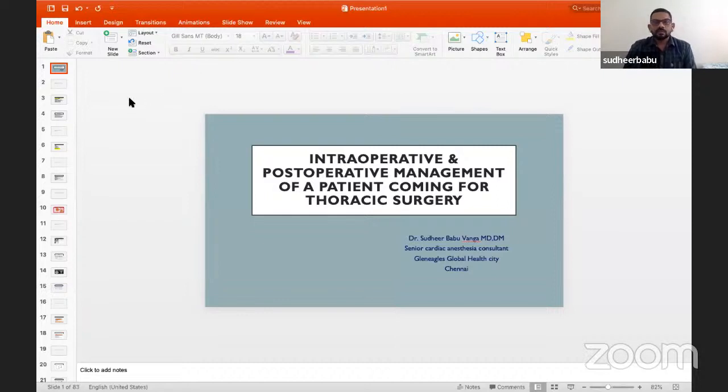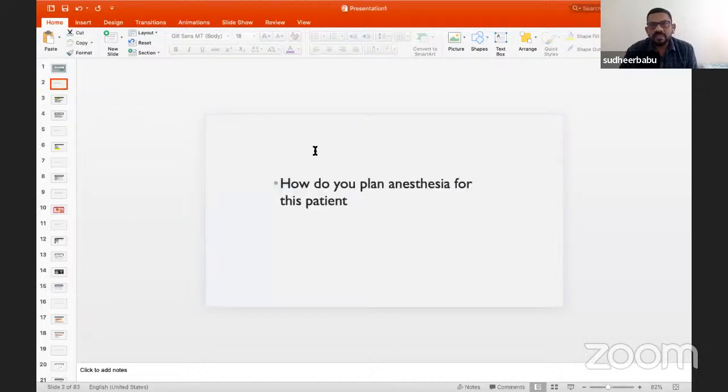So, first question is, how do you plan anesthesia for this patient, and what are the gadgets to be ready before taking this patient into the OR? For this patient, after adequate preoperative assessment and optimization, the patient will be posted for right upper lobectomy. The plan for anesthesia is general anesthesia with controlled ventilation with thoracic epidural for the intraoperative and postoperative analgesia.